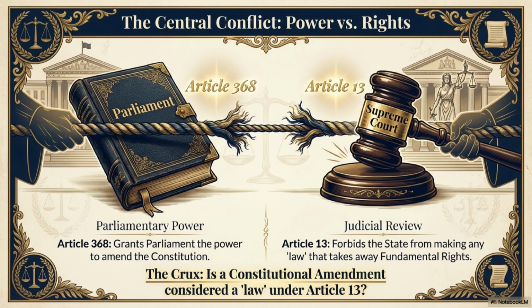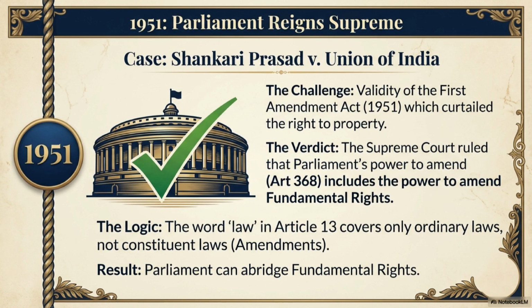It passes the First Amendment Act in 1951. They basically want to curtail the right to property to get these reforms done. But can they do that? Can they just rewrite the fundamental rights? That was the million-dollar question in the Shankari Prasad case of 1951. The constitutional validity of that First Amendment Act was challenged. And the legal argument revolved around two specific articles of the Constitution, Article 13 and Article 368. Okay, let's get technical for a second, because this distinction is crucial for everything that follows.